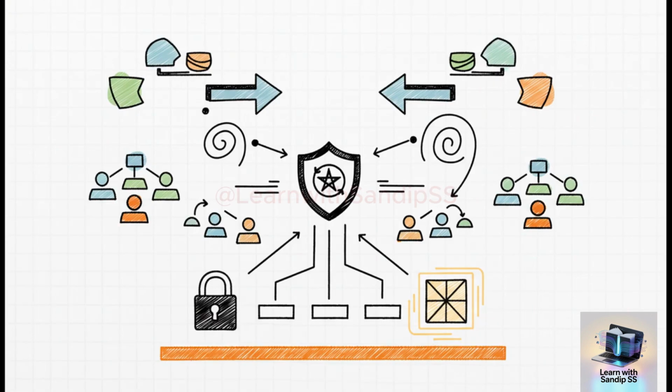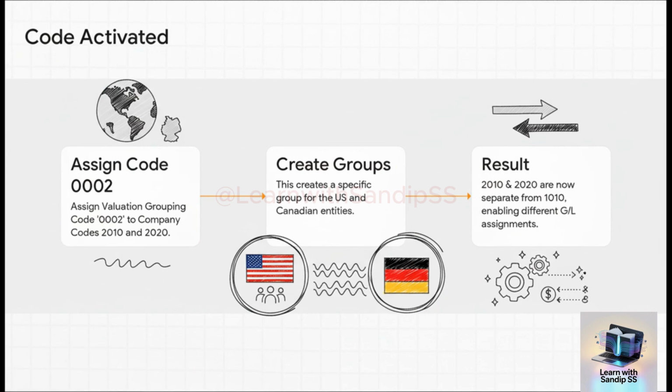But now let's activate it. The entire idea, and you can see it right here in the documentation, is to use a simple code to tell the system, hey, I want you to treat these specific companies as a single group for accounting, and these other companies as a different group. And this is where the magic happens. Watch this. For step 1, we just assign a code, let's call it 0002, to our US and Canadian company codes. That's it. In step 2, we've now created a brand new specific group just for our North American companies.